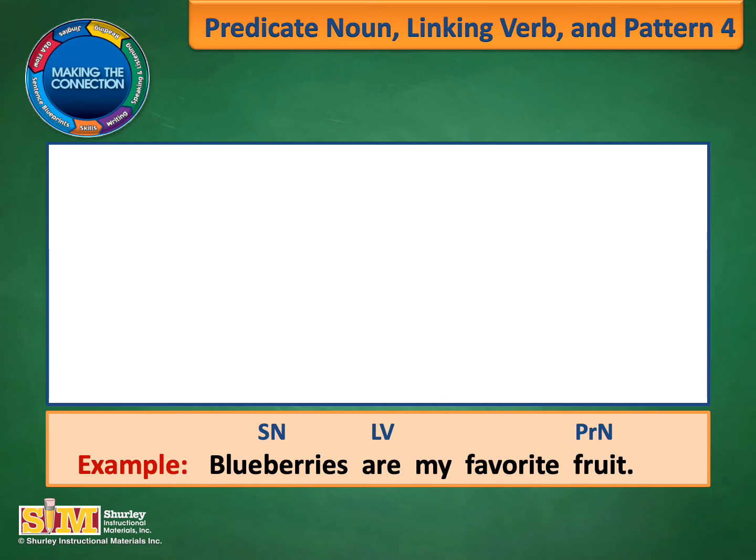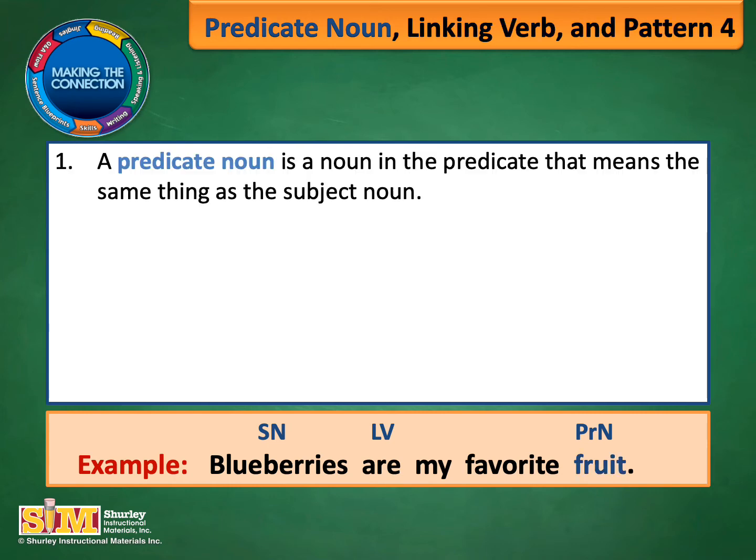Let's take a look at the lesson first, and then I'll show you how to apply the question and answer flow. Let's begin. There are 3 important things students must understand about a predicate noun. First of all, they must understand that a predicate noun is a noun in the predicate part of the sentence that means the same thing as the subject noun.